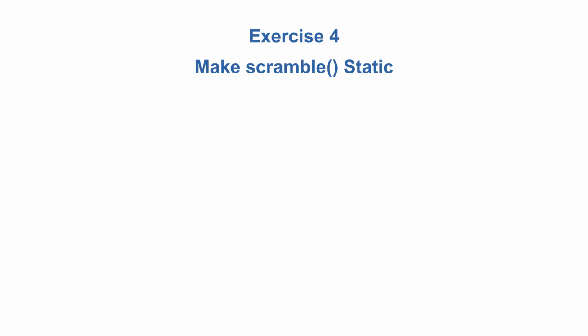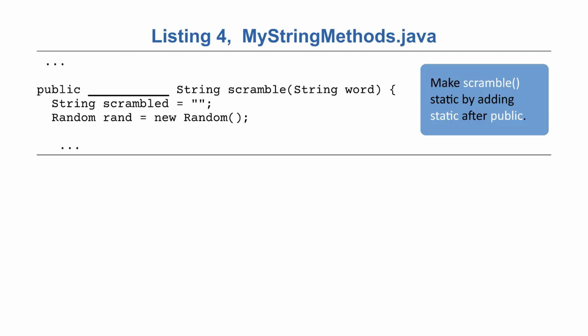Static methods must be self-contained. The scramble method doesn't use any variables other than those declared within it and those passed in as parameters. That means you may declare scramble as static. Exercise 4. Make scramble static. Make scramble static by adding static after public. Now let's fix the error that was created in Word Scramble when we removed scramble.